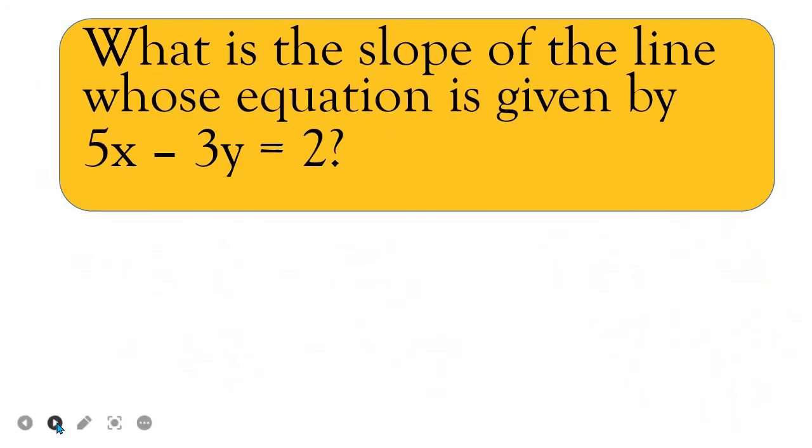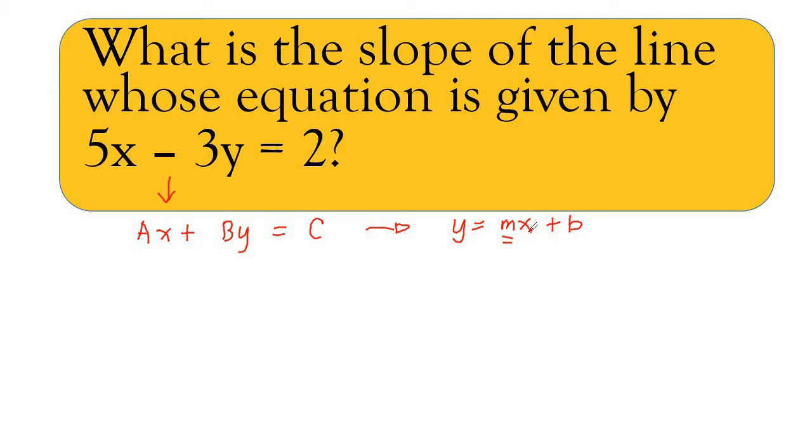Another question. What is the slope of the line whose equation is given by 5x minus 3y is equal to 2? If you're going to observe, the given equation is written in the form of ax plus by is equal to c, which is the standard form of the linear equation in two variables. To be able to find the slope of the line, we have to rewrite this into slope-intercept form, that is y is equal to mx plus b. Because we're going to find the value of m, which is the numerical coefficient of x that represents the slope of the line.